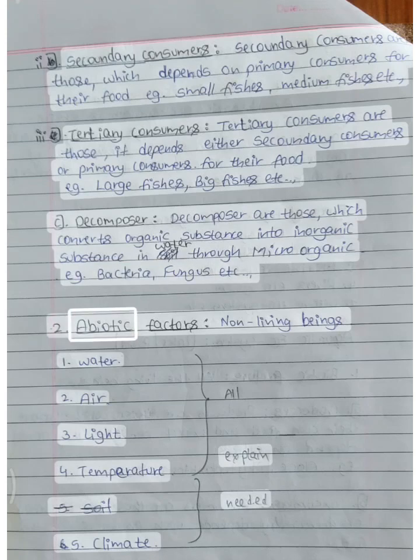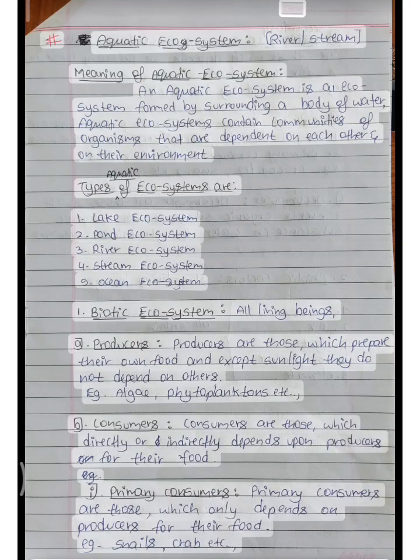2. Abiotic factors. Non-living beings. 1. Water. 2. Air. 3. Light. Explain. 4. Temperature. 5. Salt. 6. Climate.